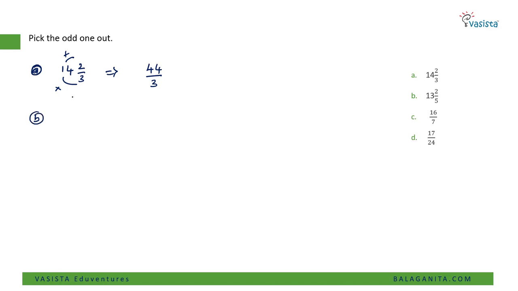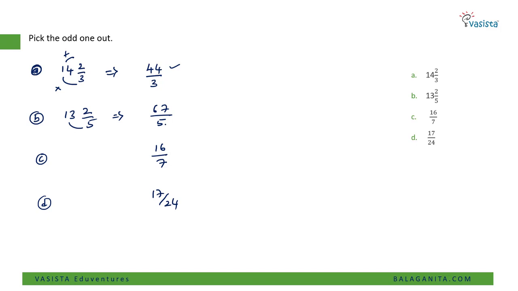Similarly, let me go with the B, that is going to be 13 2 by 5, right? So 13 5s are 65 plus 2, 67 by 5. Right, so let me go with the C, that is they have given 16 by 7, and D, that is 17 by 24.